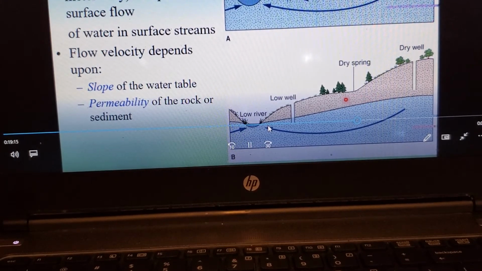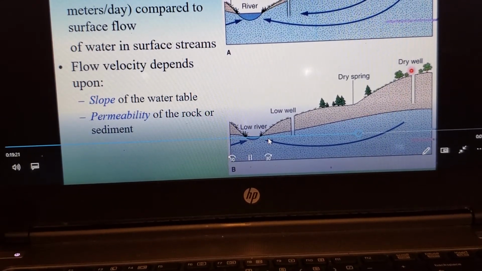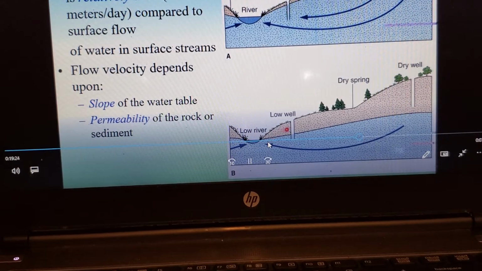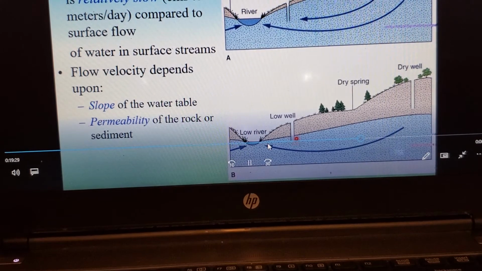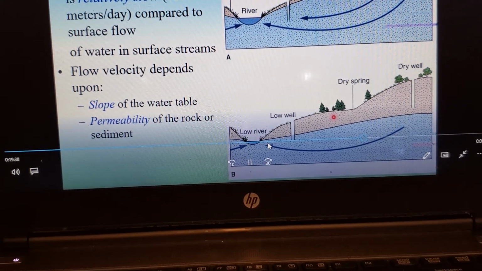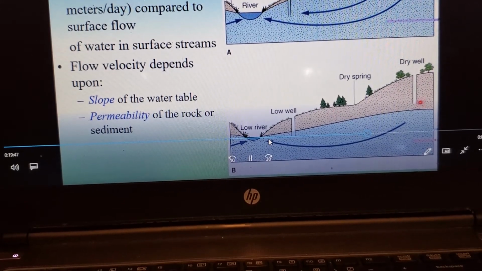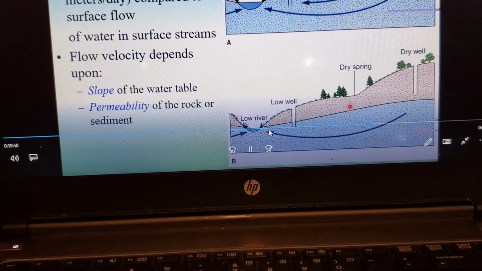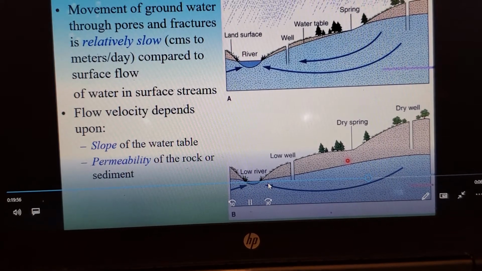The other thing to note here is that it's not every time that you drill a deep well that you're going to have water. This well is definitely deeper than this one. But the lower well, which is shallower, at this point still has water because of the nature of the water table. So if you have a spring, you may have a neighbor who has water even during the dry season, and you don't have water, and maybe your well is even deeper. So it all depends on the groundwater, the slope of the water table. Okay?